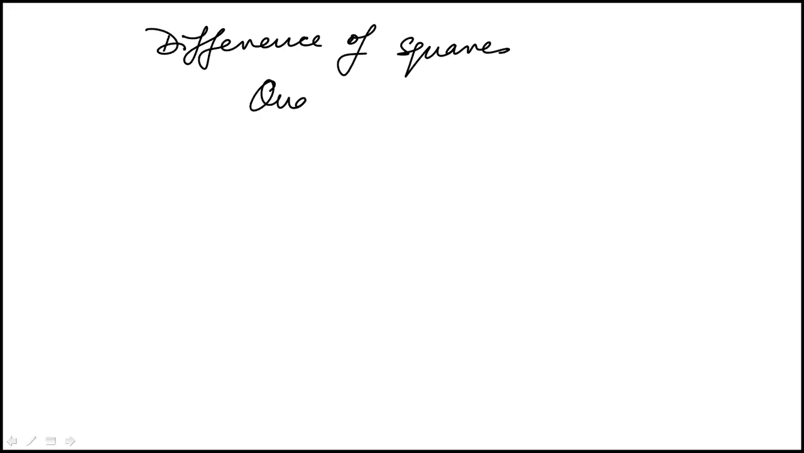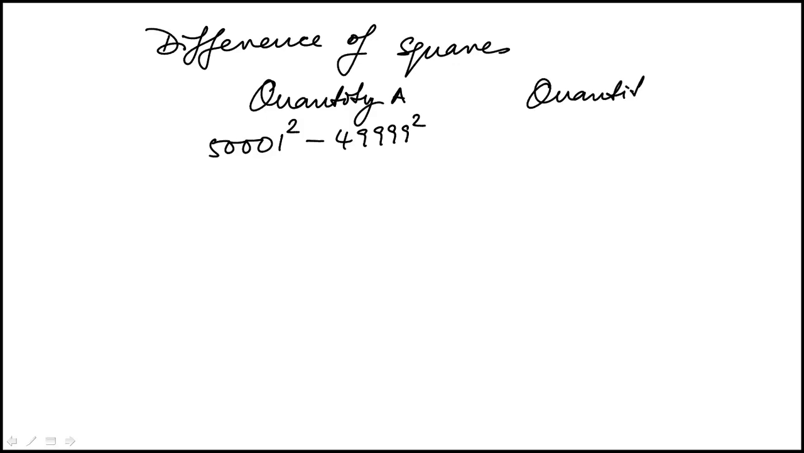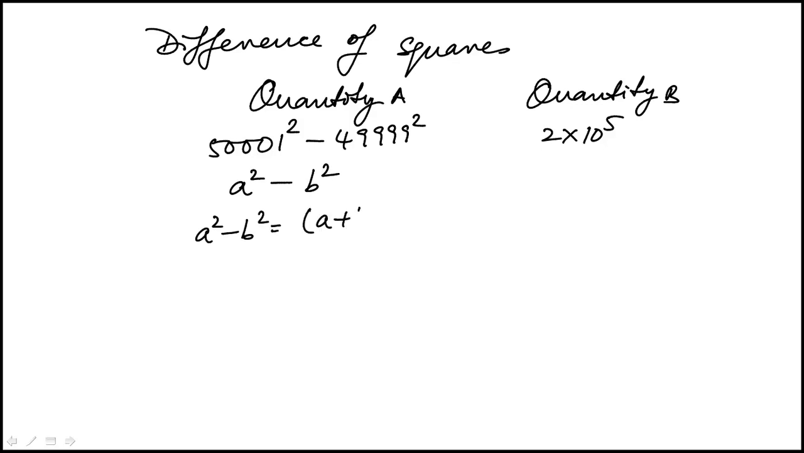So one final example on a difference of squares, which you need to recognize on the exam. You're given quantity A, which is 50,001 squared minus 49,999 squared, and quantity B, which is 2 times 10 to the 5. Here you have to recognize that this has the same form as a squared minus b squared. Now, a squared minus b squared is equivalent to a plus b times a minus b. So here, a is 50,001 and b is 49,999.